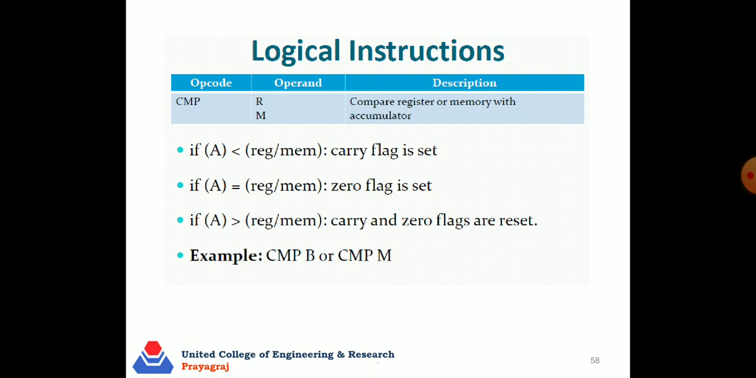And if A is greater than B or any other register, that means if A has a 5 and B has a 4, in that case 5 minus 4, there is no carry. That means carry flag and zero flag are reset. Why reset? Because 5 minus 4 gives some number, so the zero flag is reset, and the first number is greater than the second number, so the carry flag is reset.